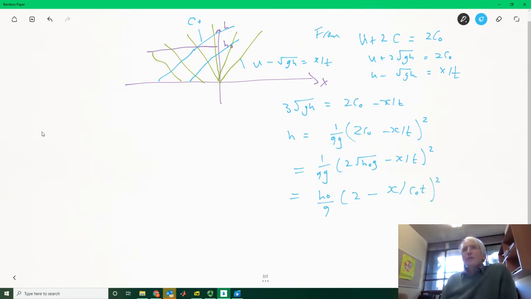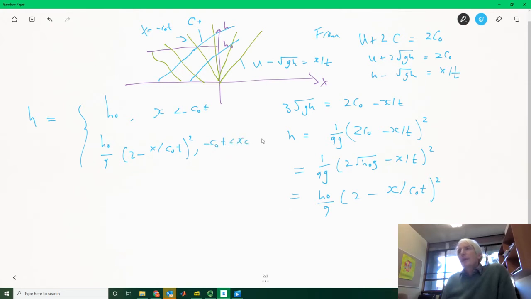Okay, so what I've got here is that this is the line here, remember, this characteristic here where X is equal to minus C naught T. So H is equal to H naught if X is less than minus C naught T, and it's equal to this formula here if X is between minus C naught T and an upper bound, and that is 2 C naught T, because at the point that X equals 2 C naught T, H is 0, and then we no longer have any characteristics, and we can't continue the solution on.